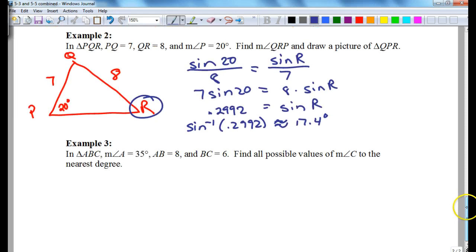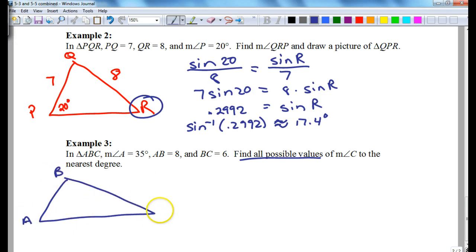Okay, last one. Example 3. They have not made us a triangle. And this was a little different because you can possibly have more than one value. Okay, so let's look at this one. We have triangle ABC. Says angle A is 35 degrees. AB is 8. BC is 6. Notice I haven't drawn this to scale. And it says find all possible values of C.